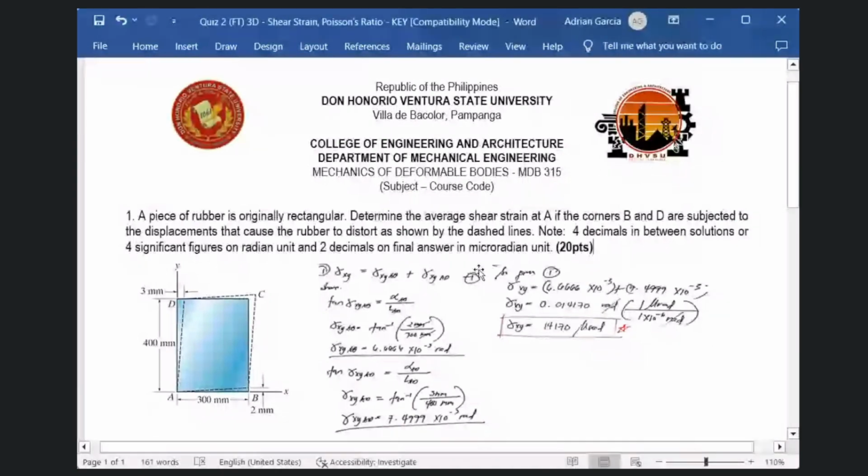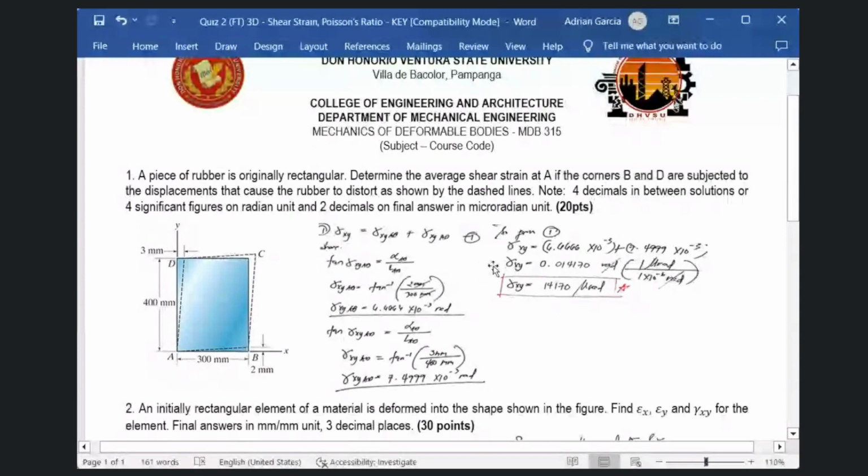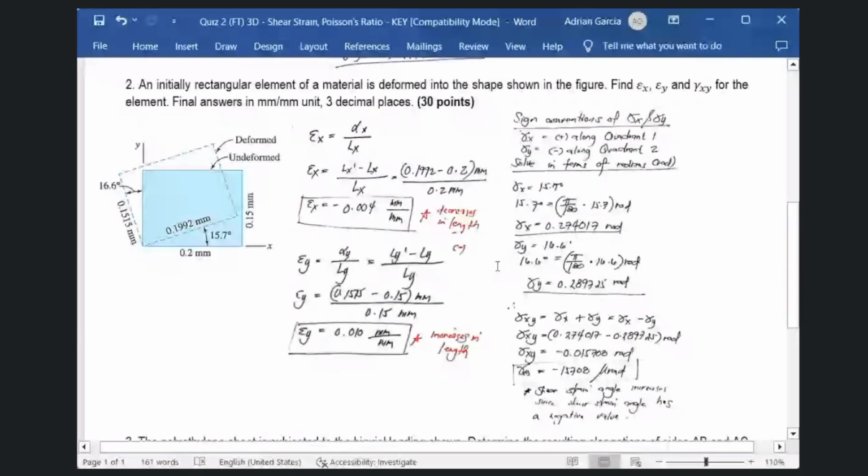So number 2 tayo. Ito naman yung number 2. So sabi dito sa problem, an initial rectangular element of a material is deformed into the shape shown in the figure below. Ito yan. You have to find the shear strain at X, shear strain at Y, and the shear strain angle of X and Y. For the element, final answers in mm over mm unit, in 3 decimal places or in scientific notation.